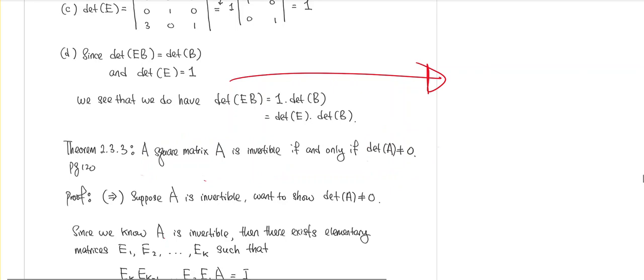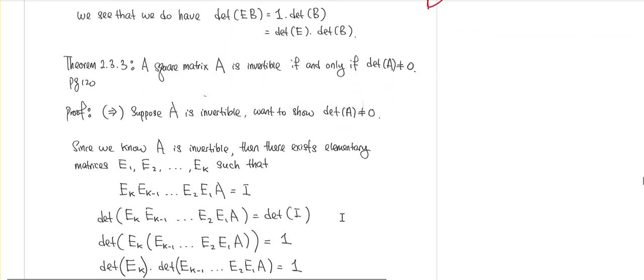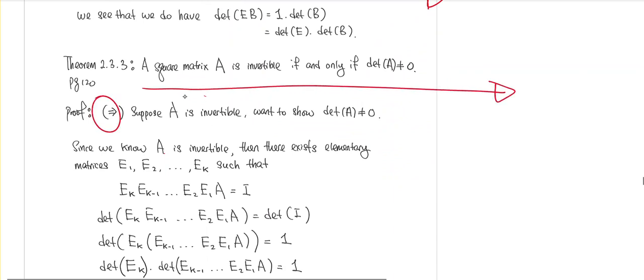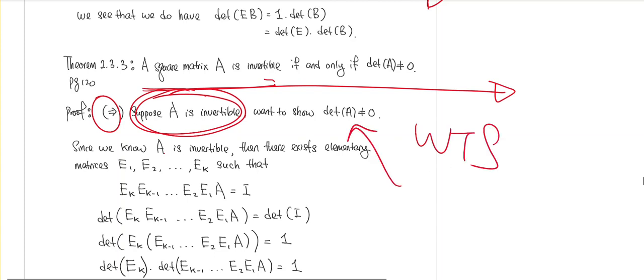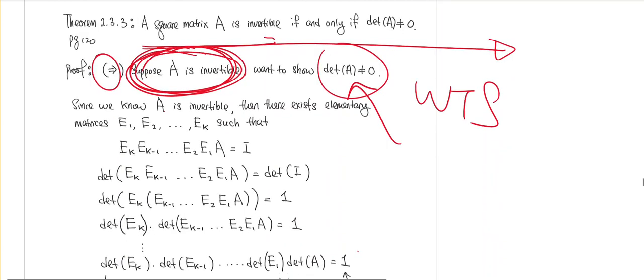Okay, so let's look at the proof. Since it's 2 directions, let's first look at this direction. The hypothesis is that A is invertible. This is what you're assuming. What do you want to show? With this as your hypothesis, your determinant of A must be something that is not 0. So how do we do that?